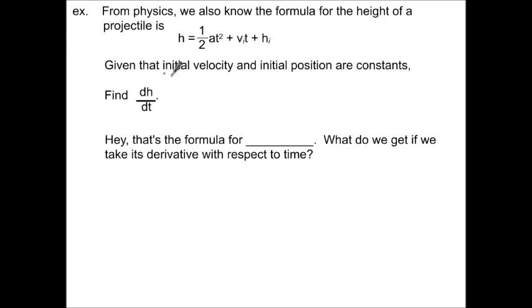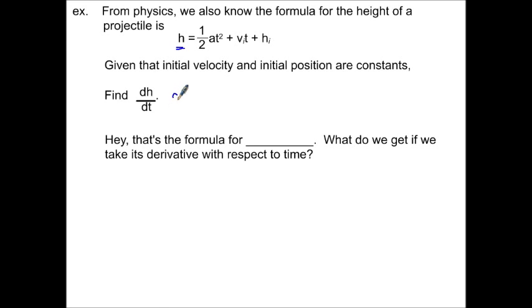So we want dh over dt again. My function is h, and the t is just the variable in there. So t is a variable, and every other letter you see is actually going to be replaced by a number. Remember, acceleration due to gravity is going to be a constant as well.